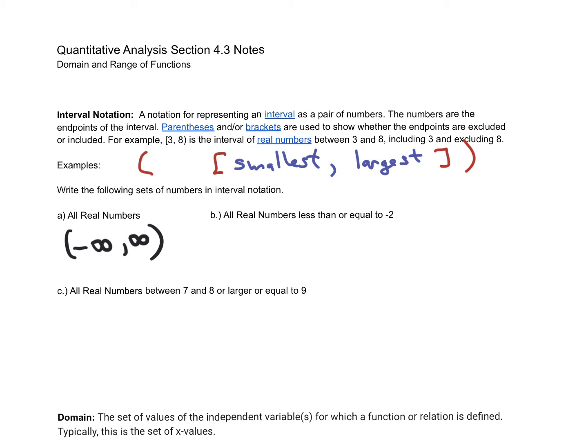So B says I want all real numbers less than or equal to -2. So -2, -1, 0, or less than -2: -2, -3, -4, -5. So it goes all the way down to negative infinity, less than or equal to -2. So that would be our biggest is -2, and I would include it because it says equal to. If it just said less than -2, then we would just put parentheses.